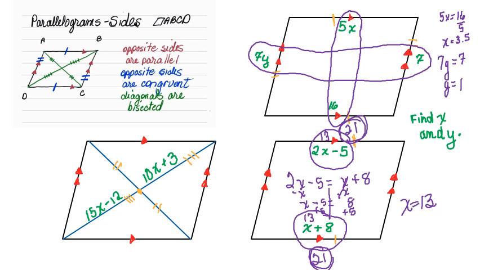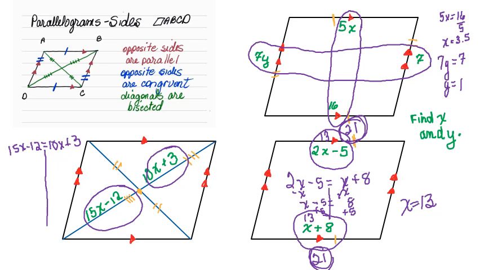And last, we have diagonals that bisect. And the property is that they're congruent to each other, so we're just going to set the two congruent to each other. And you could do the math. 15x minus 12 equals 10x plus 3. Again here, you know how to do the algebra. It's finding all the great geometry properties that allow you to either have two things equal each other or two things add up to something. And a lot of times with parallelograms, it's going to be 180 degrees.